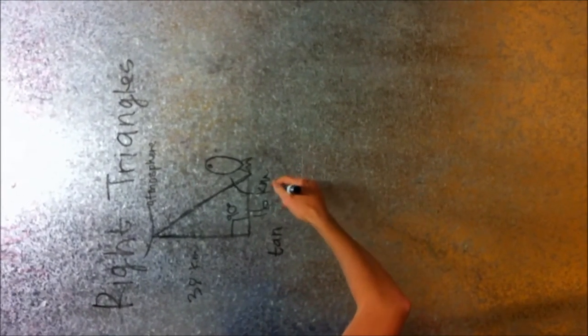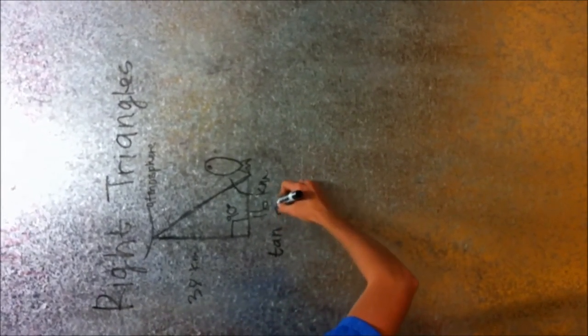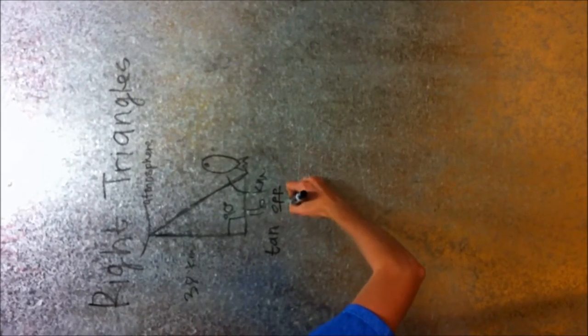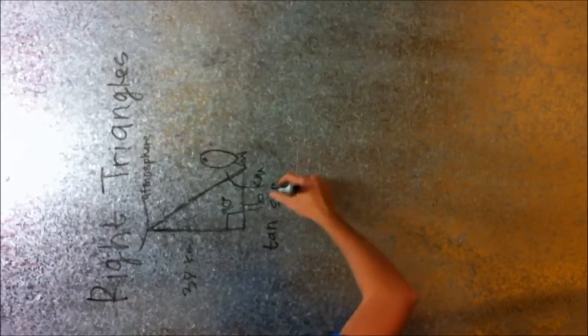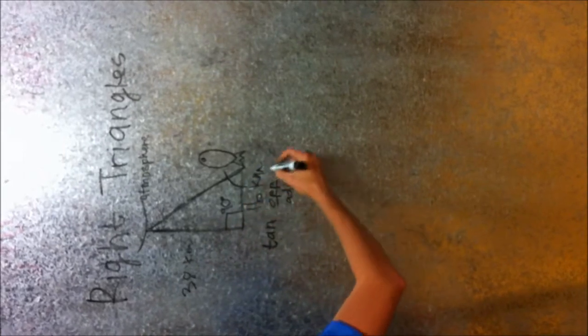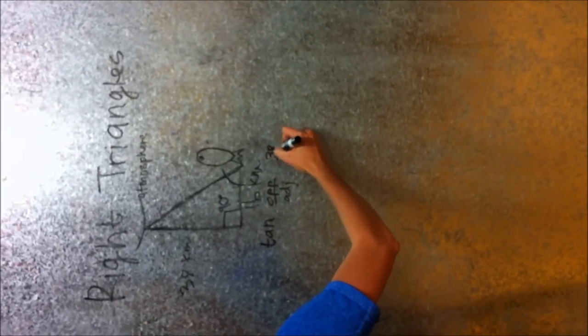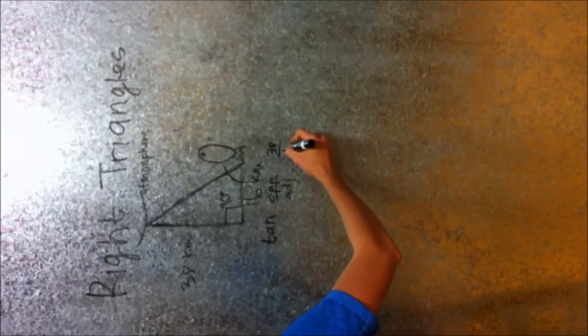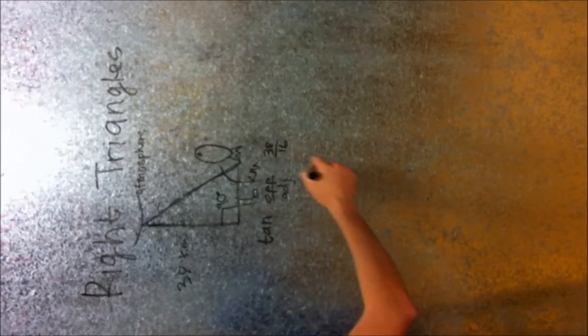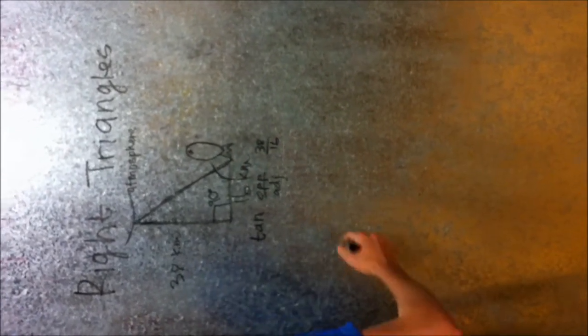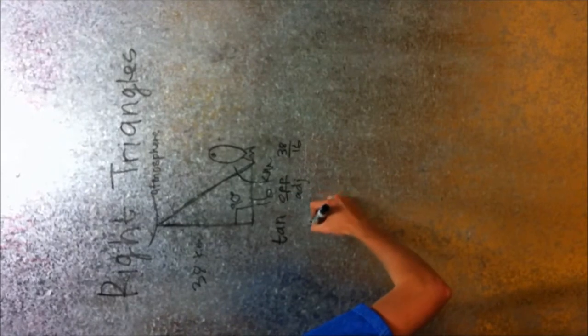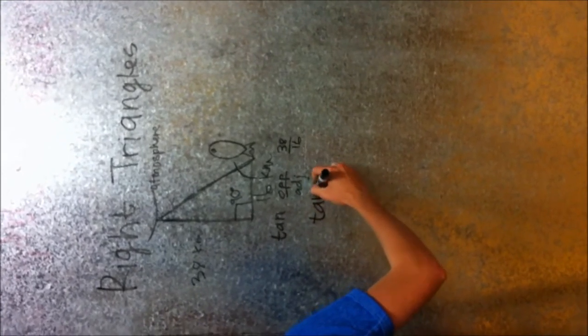Remember, write it abbreviated as tan, but when talking, always say tangent. Tangent is opposite side over adjacent side. So that would be 38 is the opposite side, and 16 is the adjacent side to the angle we're looking for. In order to find angles, you have to use inverse trigonometry.